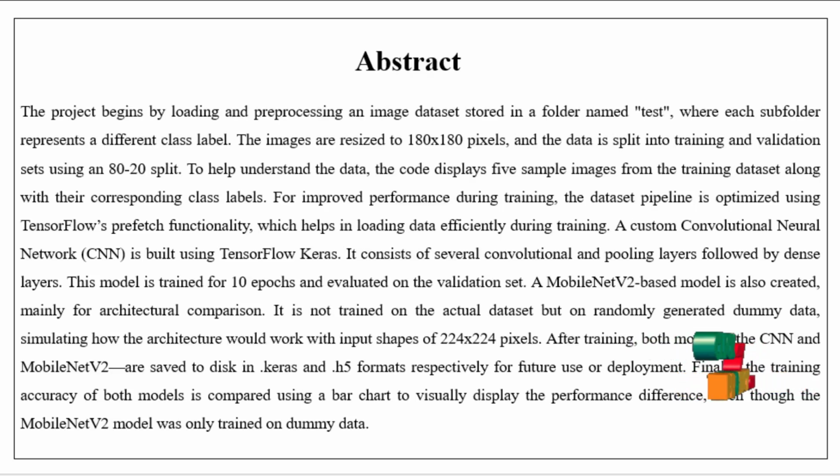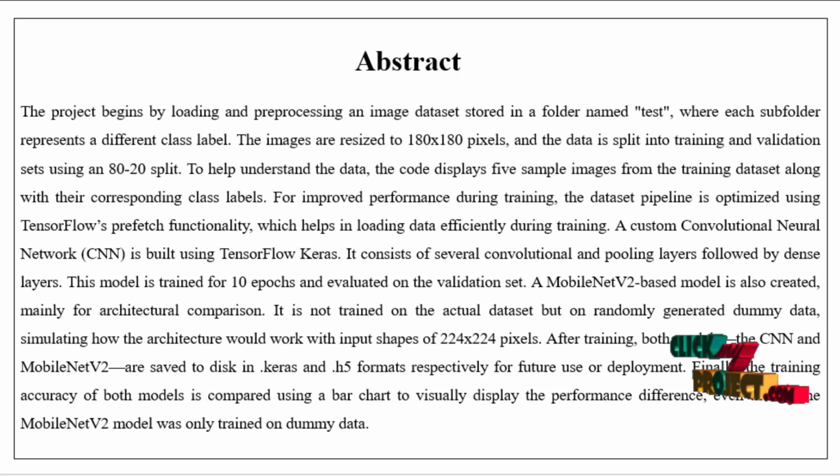First, I'm going to discuss the overview of the project. In this project, we build and compare two image classification models using TensorFlow and Keras. We start by loading an image dataset stored in a folder called test. Each subfolder represents a different class label.